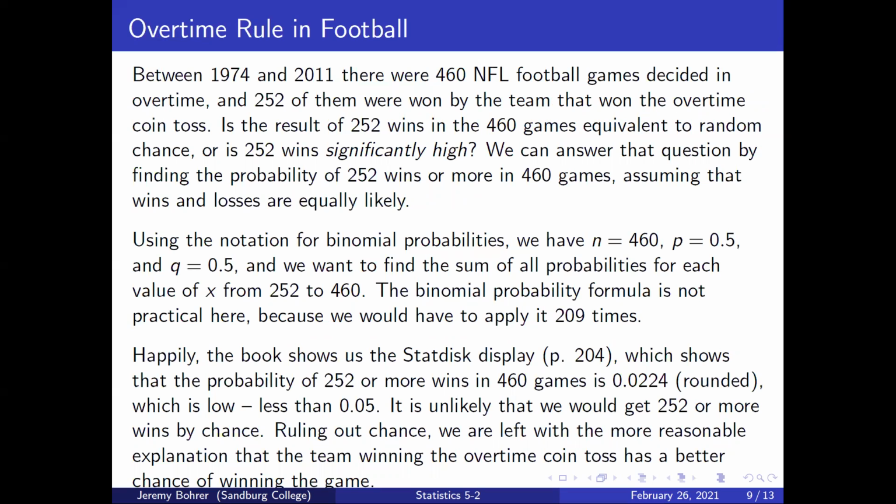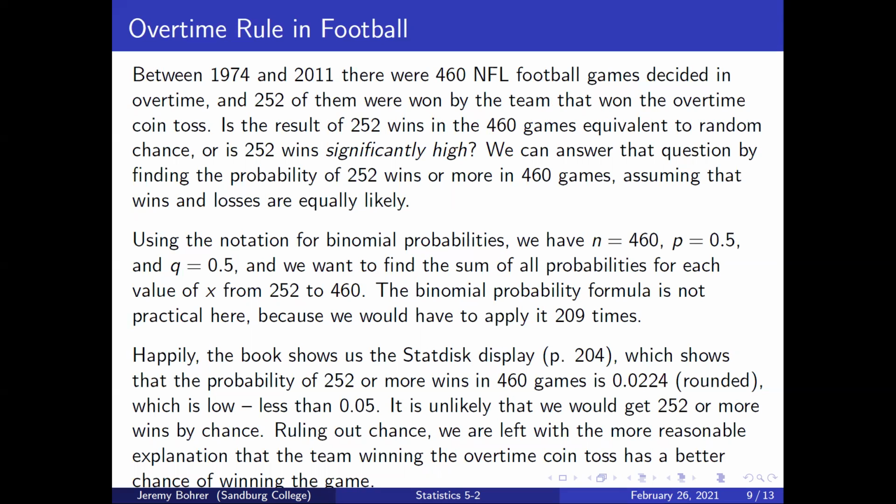Between 1974 and 2011, there were 460 NFL football games decided in overtime, and 252 of them were won by the team that won the overtime coin toss. Is the result of 252 wins in the 460 games equivalent to random chance, or is 252 wins significantly high? We can answer that question by finding the probability of 252 wins or more in 460 games, assuming that wins and losses are equally likely.